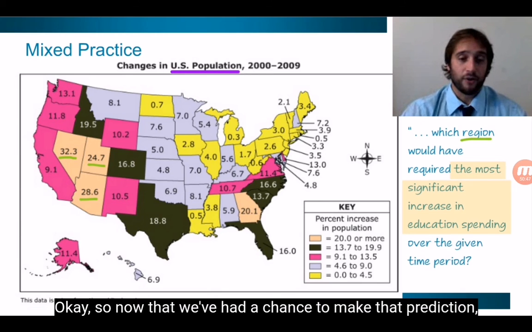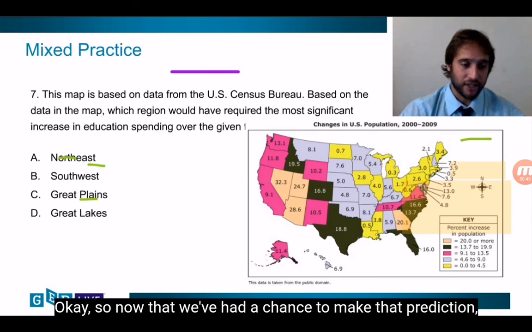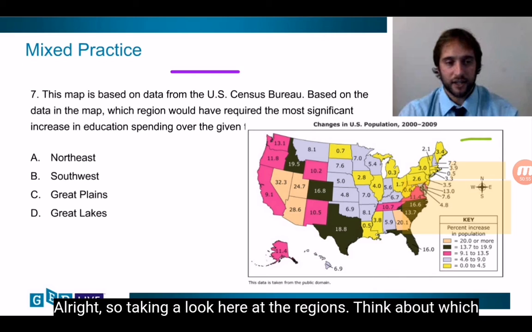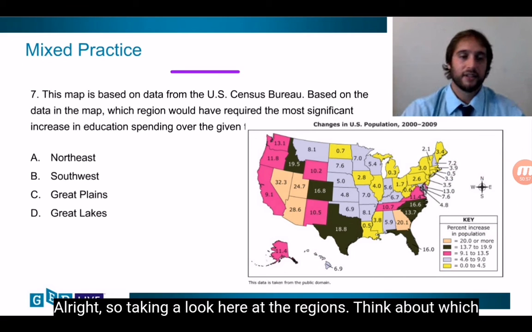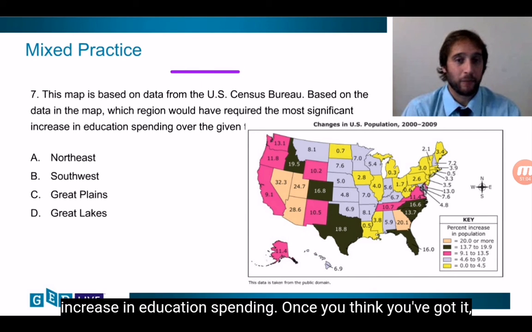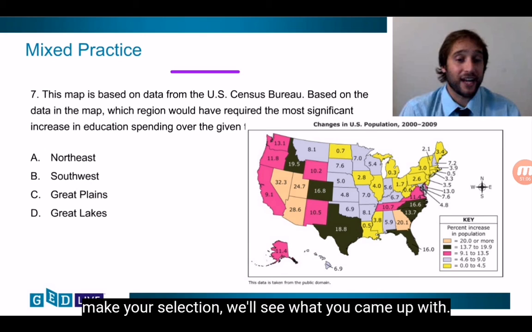Okay, so now that we've had a chance to make that prediction, let's go ahead and deal with this question. All right, so taking a look here at the regions, think about which of those regions would need this biggest increase in education spending. Once you think you've got it, make your selection, and we'll see what you came up with.